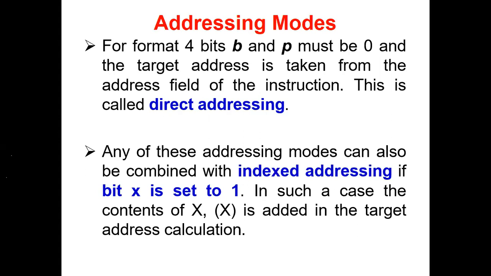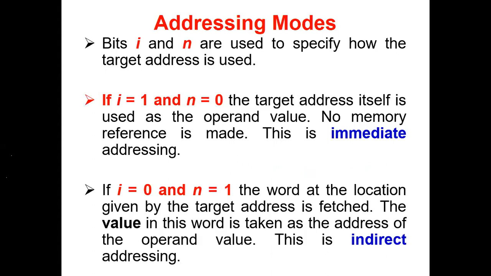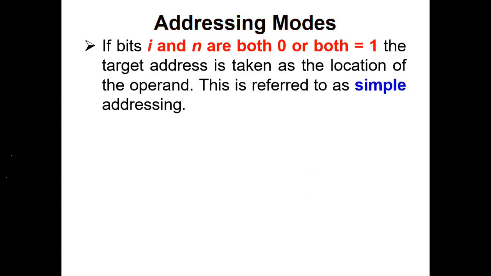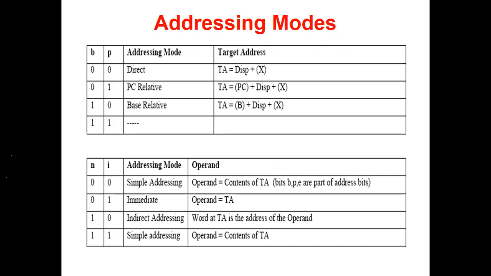For the program counter, we said P is a one, B is a zero, and you take what is in the program counter plus the displacement. But in case bit X is also one, it means you will take the program counter plus the contents of register X plus the displacement, okay? So in that table there, you can see what we mean.